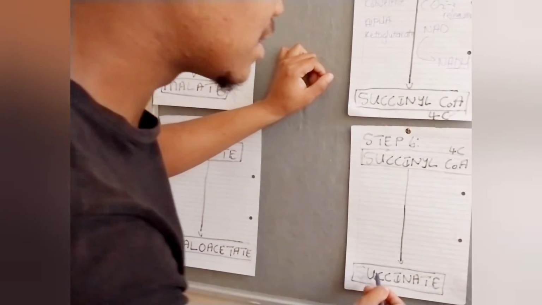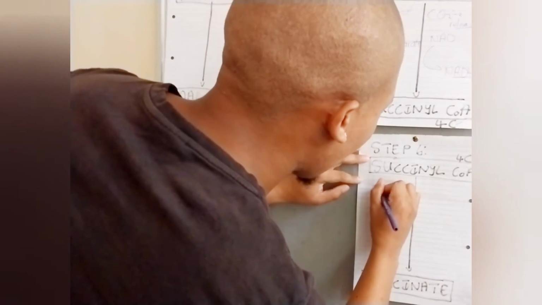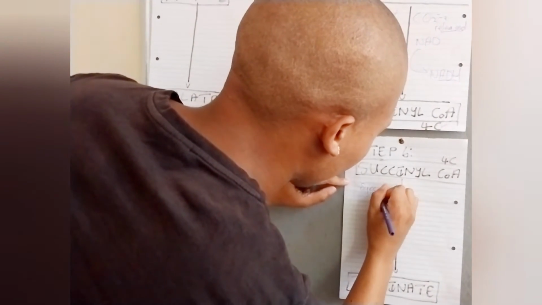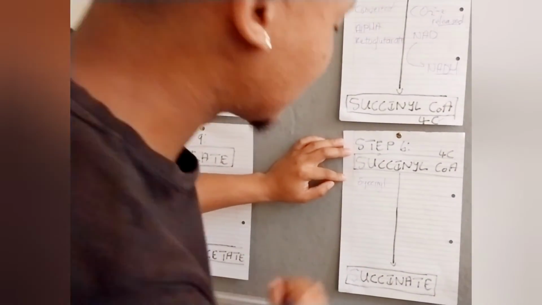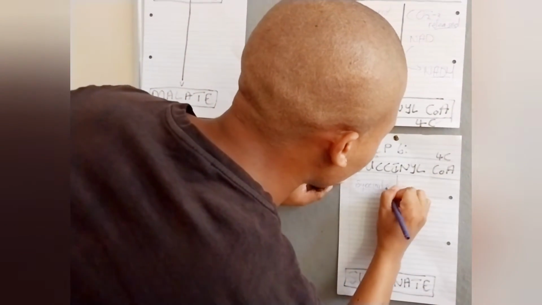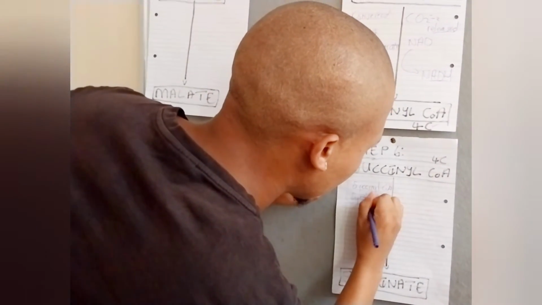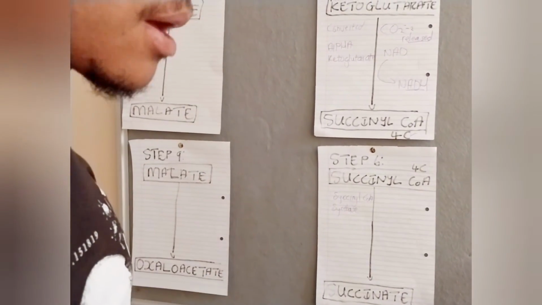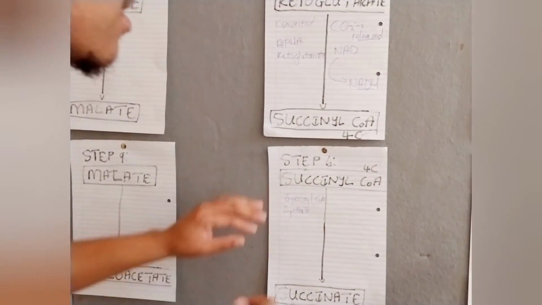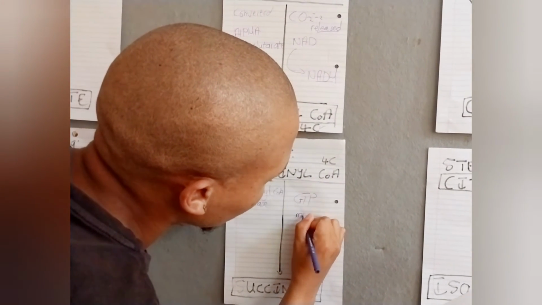Moving to the sixth step of this Krebs cycle, we're going to talk about succinyl CoA being converted into succinate by an enzyme called succinyl CoA synthase. Now in this sixth step, what is being produced is GTP molecules.